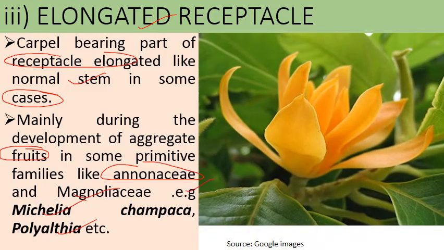And this is the flower which shows the flower of Michelia champaca. Isme jo receptacle hai, it becomes stem like, which bears the floral part or carpels.